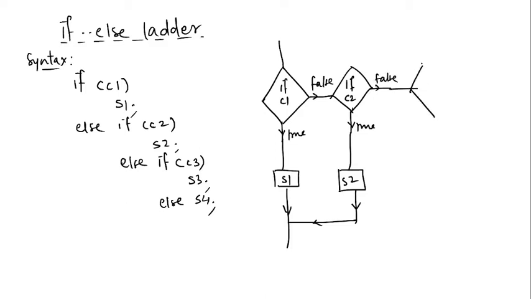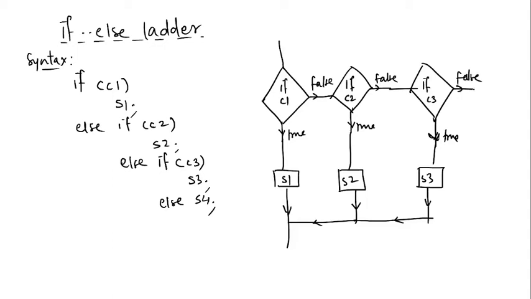then you'll be checking C3. Suppose C3 is true, then you'll be doing S3. And if C3 is also false, again as I said, we could have had more options like this also, but as per the current syntax, if C3 is false, then we have something by default to do, which is S4. And this is how the flow looks like.